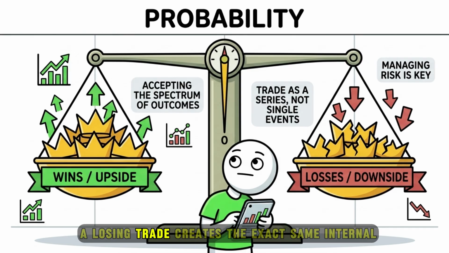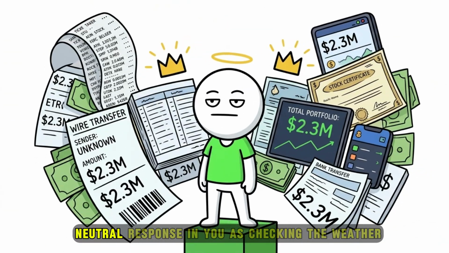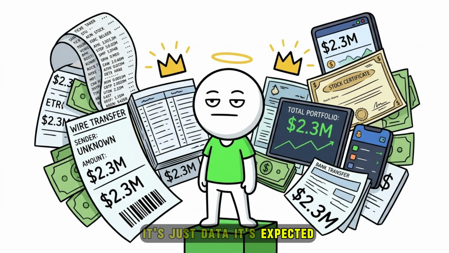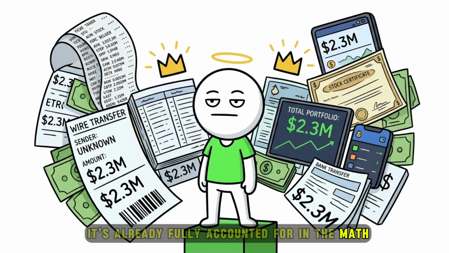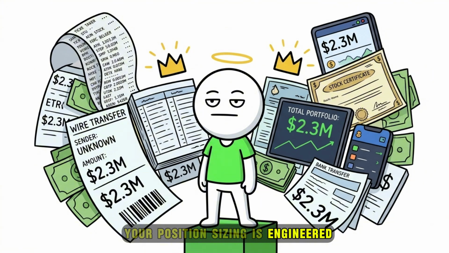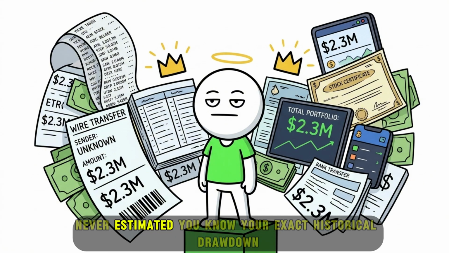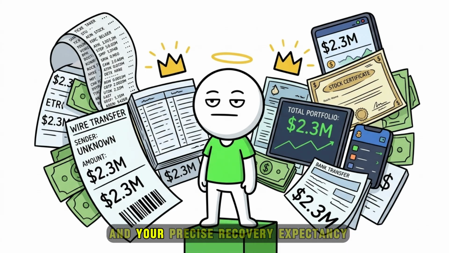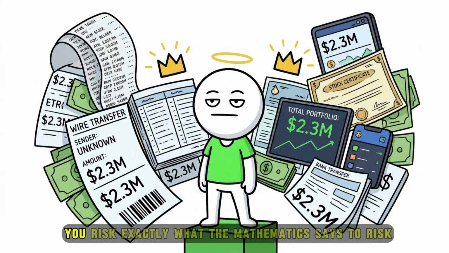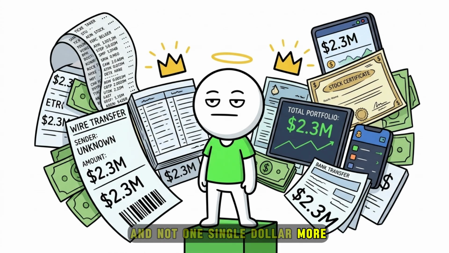This means a losing trade creates the exact same internal, neutral response in you as checking the weather. It's just data. It's expected. It's already fully accounted for in the math. Your position sizing is engineered, never estimated. You know your exact historical drawdown, your maximum consecutive losses, and your precise recovery expectancy. You risk exactly what the mathematics says to risk, and not one single dollar more.